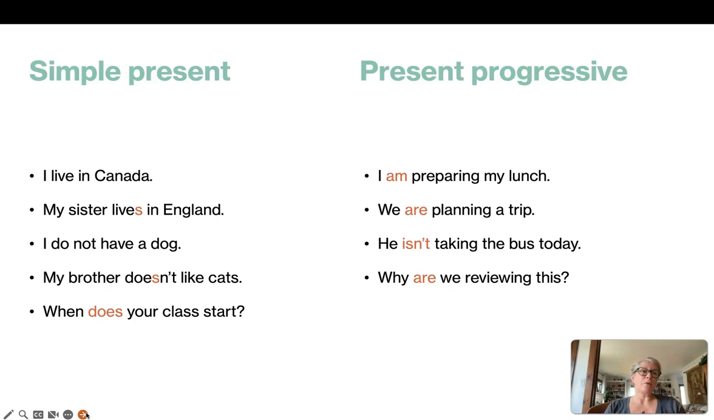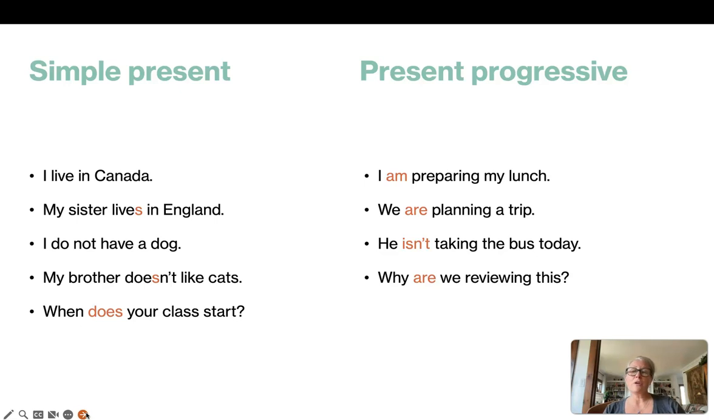So a couple of examples in the simple present. I live in Canada, or my sister lives with an S in England. I do not have a dog. My brother doesn't like cats. When does your class start? We're going to review all of these. Why do we use them?